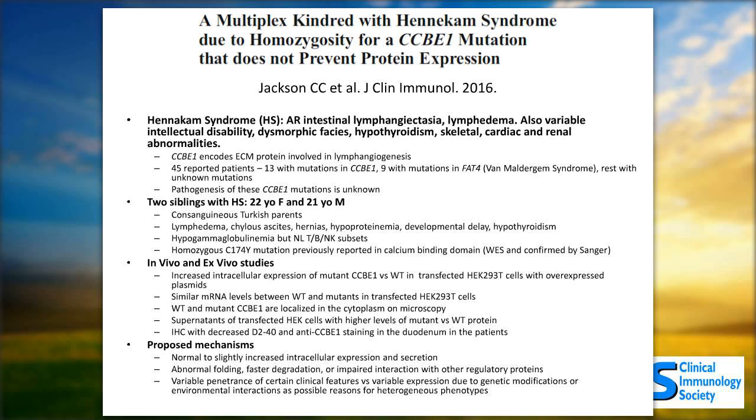And perhaps one of the reasons why there's an abnormal phenotype, the authors propose, is that there may be some abnormal folding, or maybe faster degradation of these proteins when they get secreted into the supernatant, or maybe some impaired interaction between these proteins and other regulatory proteins, so that it impairs the lymphangiogenesis.